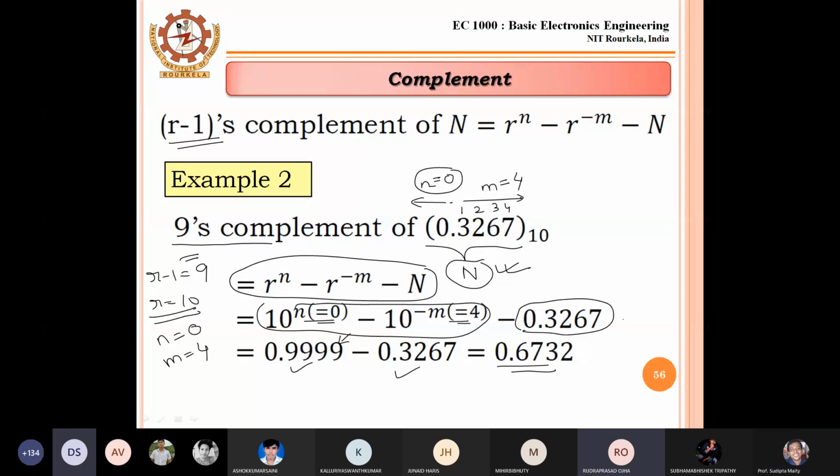Is it clear? Yes, sir. I want to ask something. Yes, what? It's given that r minus 1's complement is equal to this thing of n. Then n must be in the form of r's base. Like here, it's the 9's complement of 0.3267 in decimal. So 9 plus 1 is the base. Why 9 plus 1? Because base 10. Yes, 9 plus 1 means r is equal to 10. Yes, it is correct.